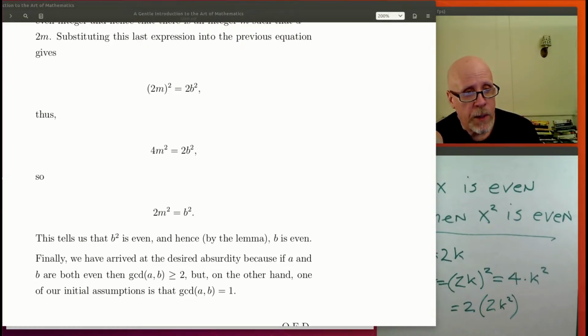Right. So that's a contradiction, which means our original assumption is false. Just unwinding that a little bit, our original assumption was that what we really wanted to prove was false. So that means what we really wanted to prove is true. Root 2 is not a rational number.